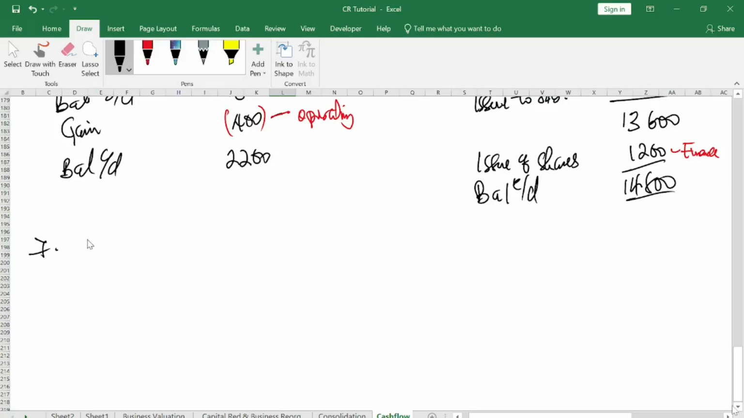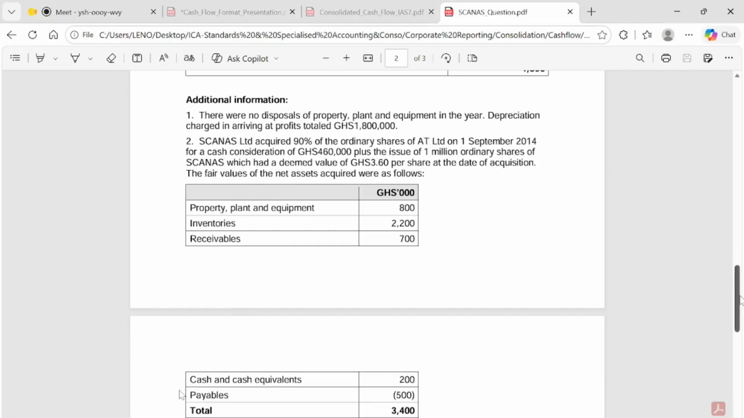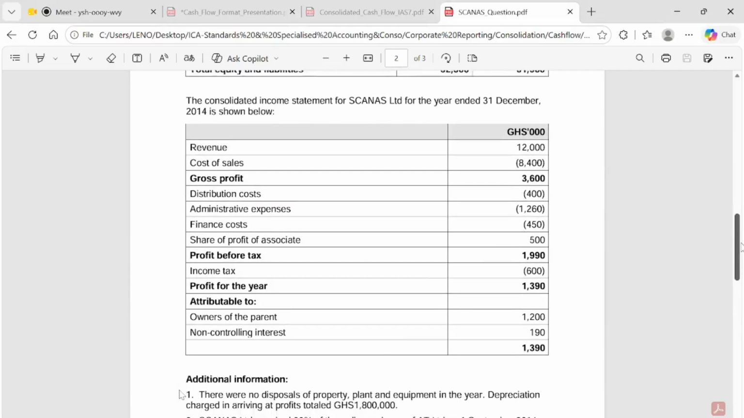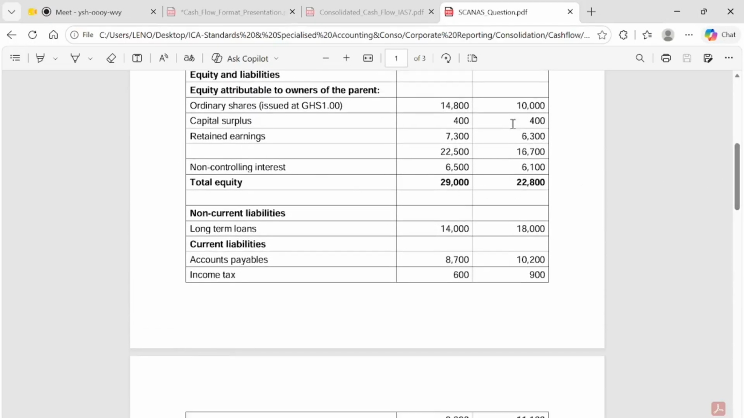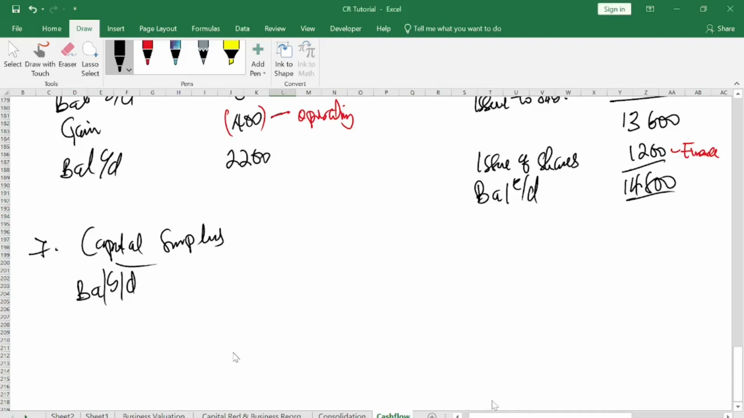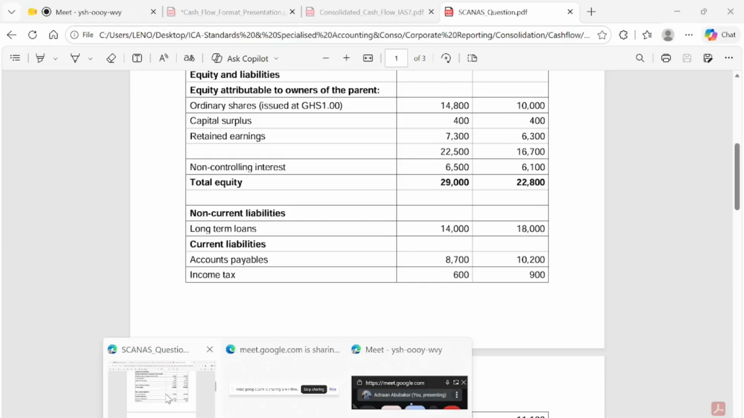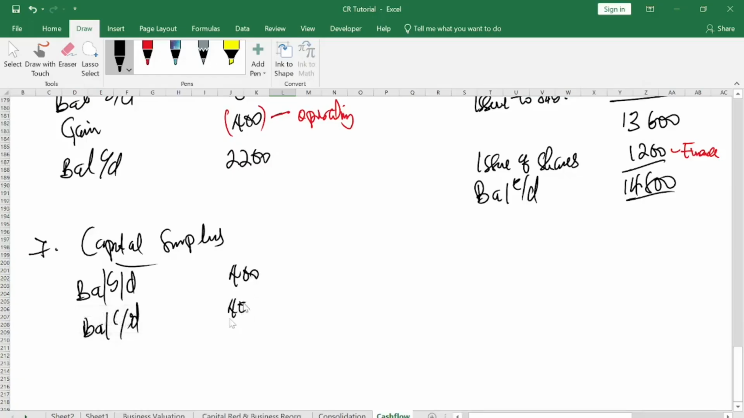The next one is capital surplus. Okay, capital surplus. Now, capital surplus, check. Balance brought down is how much? Balance brought down is 400. So you have 400. Capital surplus in the end is how much? The same, 400. So you bring 400 here.